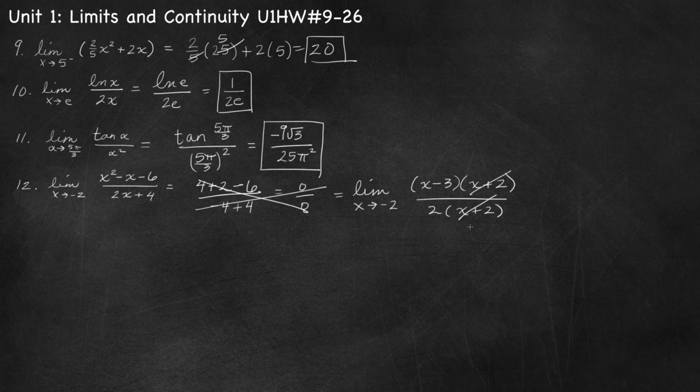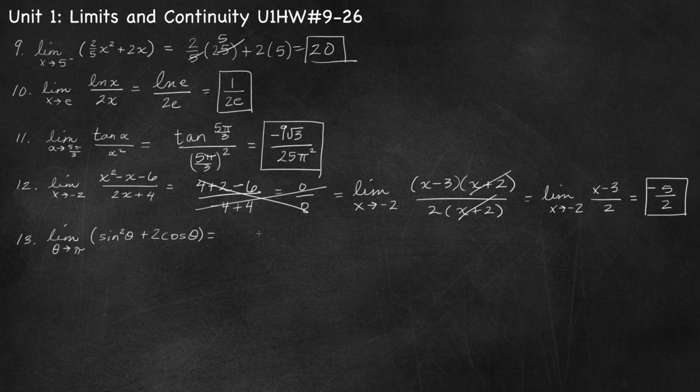And when I cancel out that common factor, now I'm just finding the limit as x approaches negative 2 of x minus 3 over 2. And this one is continuous when x is negative 2, so substitution will work here. Negative 2 minus 3 is negative 5 over 2, and that will be my limit.